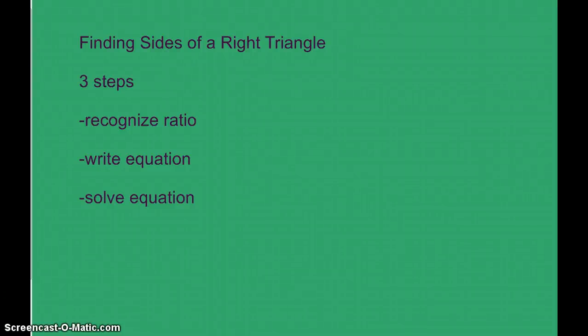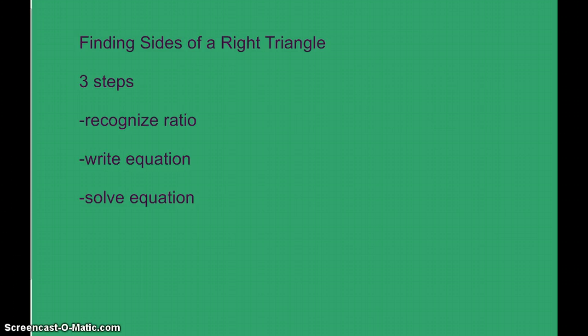Our second step in right triangle trigonometry is going to be using our trigonometric ratios to find missing sides in a right triangle. We're going to try to get through this pretty quick here. Again, you've done this before. So there are three steps we're going to use to finding the sides of a right triangle.